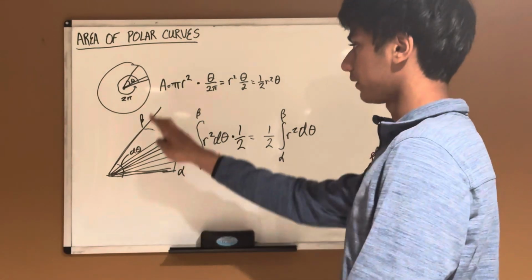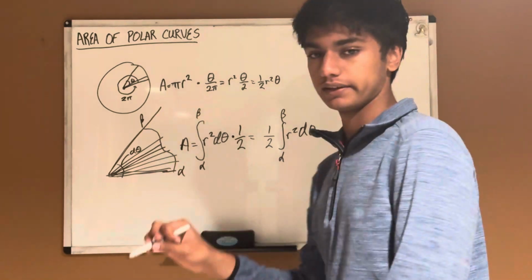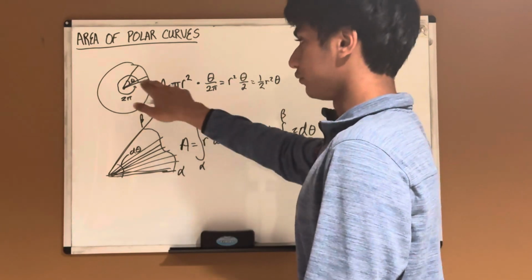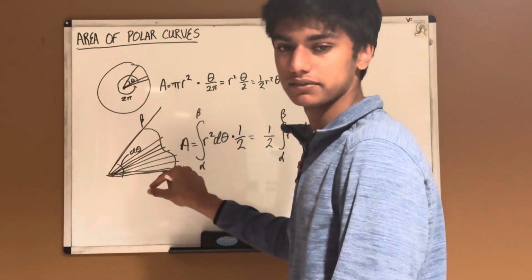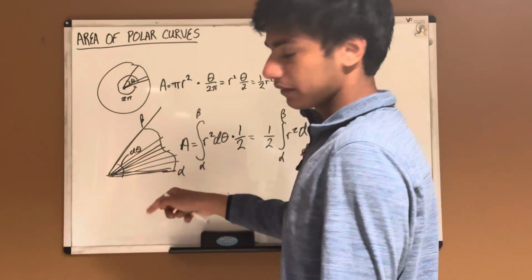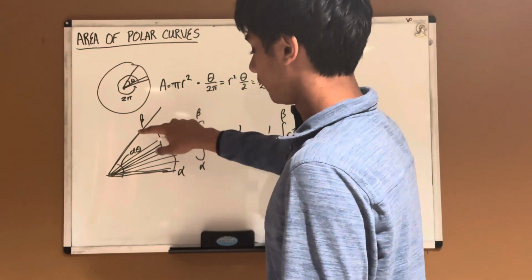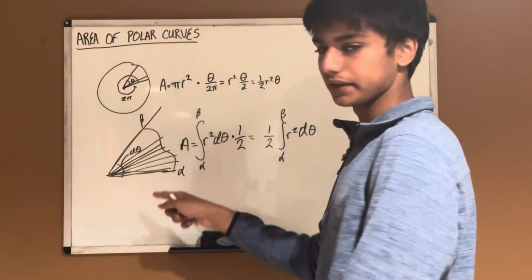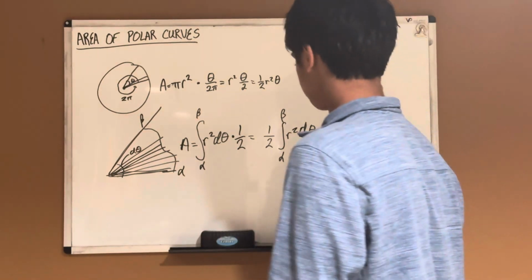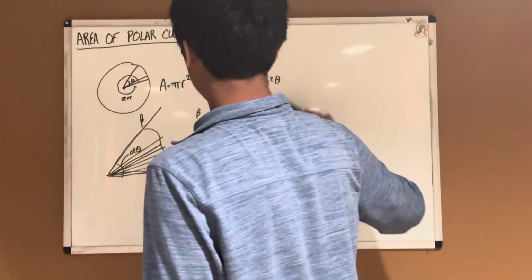And again, we derived it by looking at a circle and then imagining if we had a curve and we used this same formula for infinitely many tiny amounts from here all the way to here, and we added them all up. That would be the area of that polar curve. So let's try out some problems now.